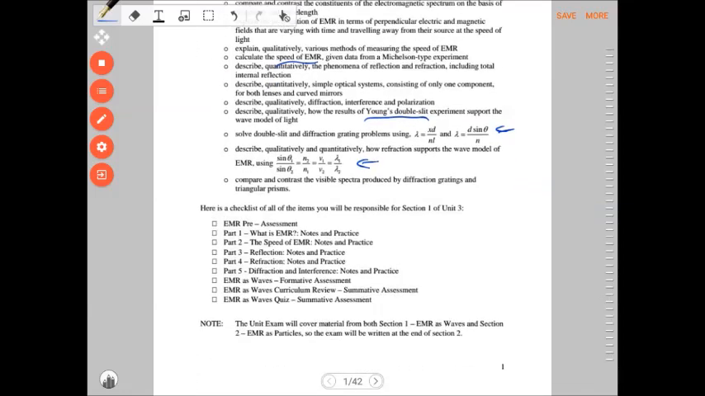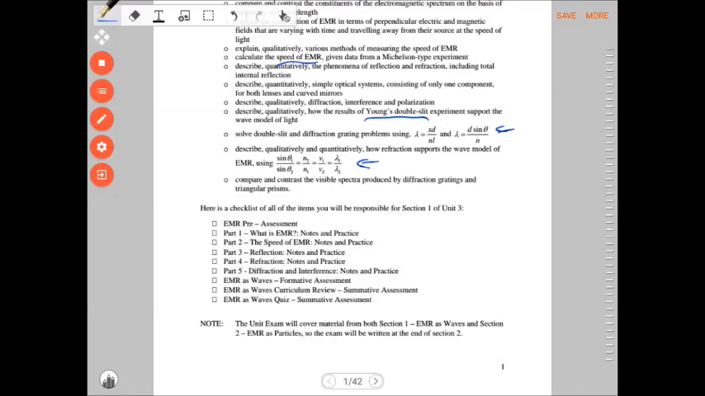Okay. So the checklist of things that we're going to do for this section. Okay, so there's a pre-assessment and then 5 parts to this. So what is EMR? The speed of EMR, reflection, refraction, and diffraction and interference. Okay, so there'll be notes, examples, and practice problems for each of those.